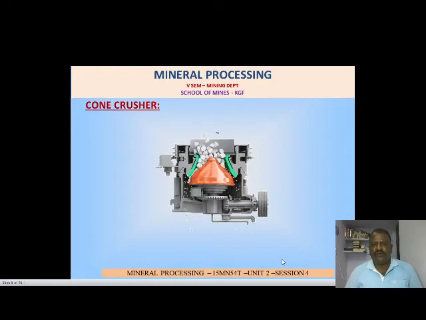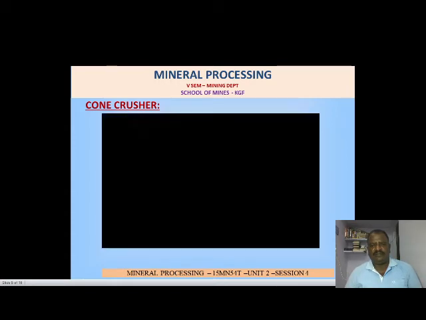Now next we will go to the cone crusher. The cone crusher is a secondary crusher. The crushed material which comes from the primary crusher again goes into the process of cone crushing, secondary crushing, to a fine or required size of the material. You can see in the video. Now we will see one video regarding the cone crusher.